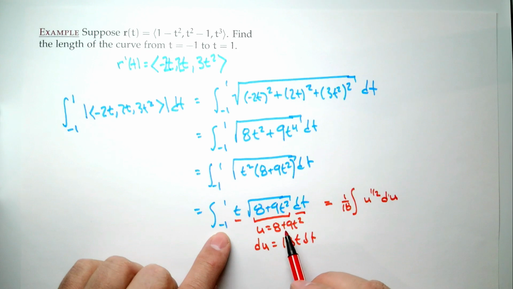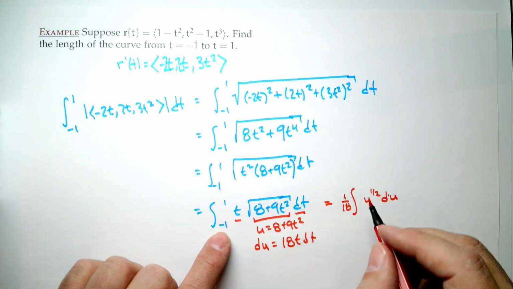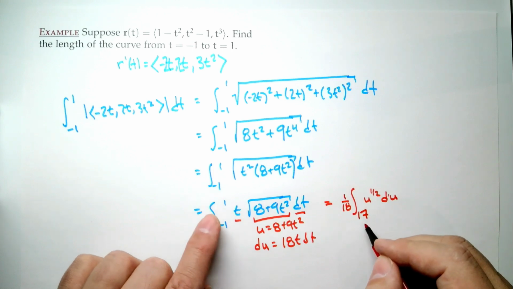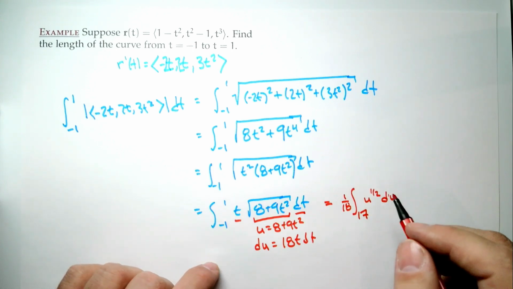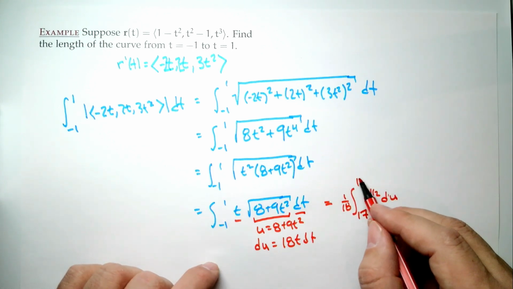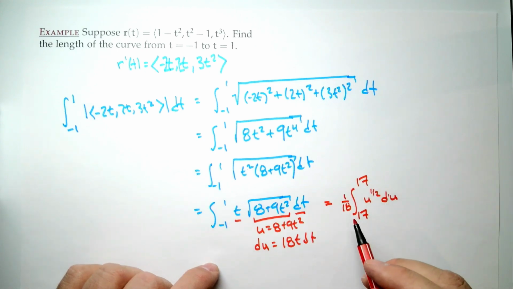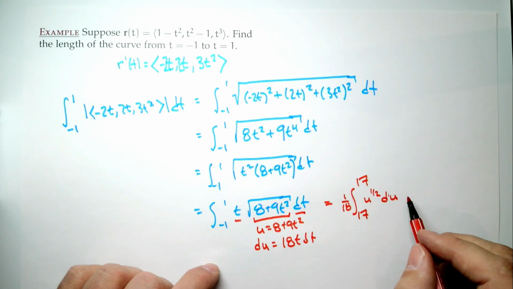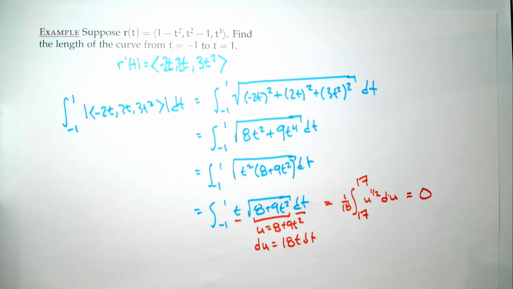I get 8 plus 9 times -1 squared, which would be 17. When I plug in t equals +1, what do I get? 17. All right. The integral of 1/18, the integral from 17 to 17 of u to the 1/2 du will give me 0. Because why? Same bounds, right? Okay, so this must be a case where we didn't move.